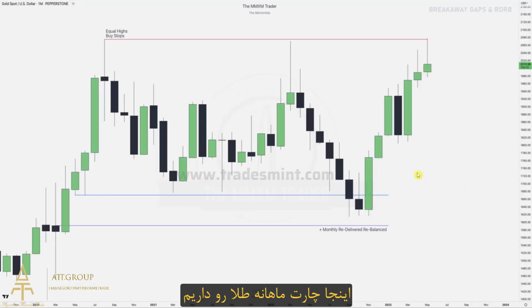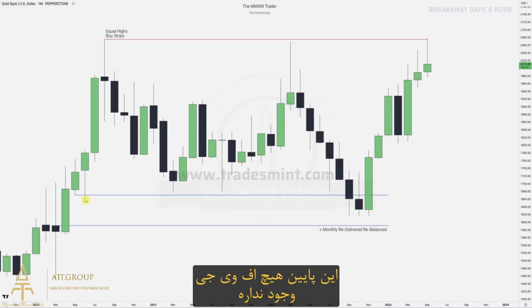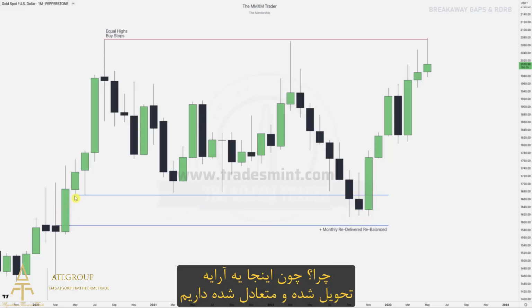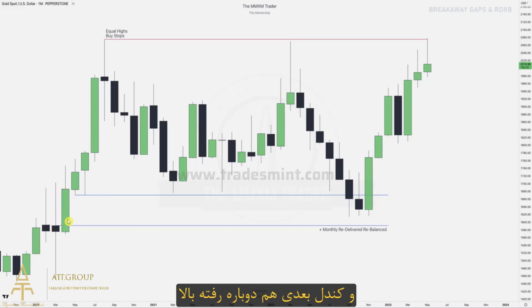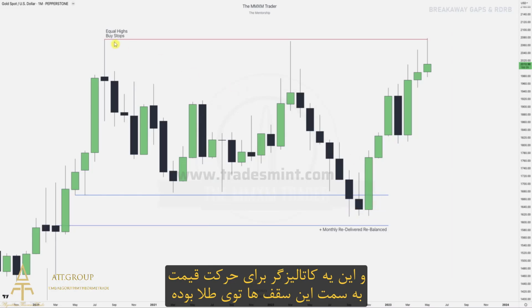Right, we've got a gold monthly chart over here. This is an example of a price move without a fair value gap. Right, there's no fair value gap down here, but this whole move happened from this area over here, right? And why is that? Because we had that redelivered rebalance PD array down here, right? Up, down, and then the next candle up again. So we have this high probability redelivered rebalance discount array, and this actually was the catalyst to go to these highs up here on gold.